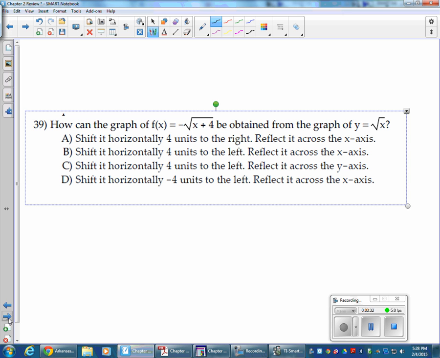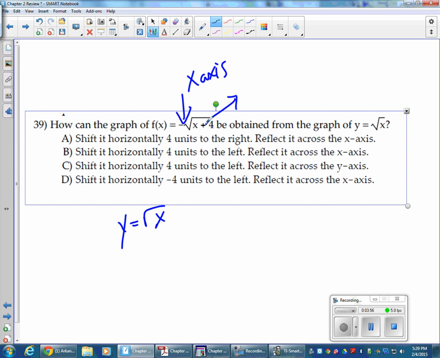All right, number 39. How can the graph of f of x equals negative square root of x plus 4 be obtained from the graph of y equals the square root of x? Okay, if I have y equals the square root of x, and then I add a negative in front of it, that reflects it across the x-axis. If the negative is underneath here, it'd be across the y-axis, but it's not. It's in the front. So that's going to reflect it across the x-axis.